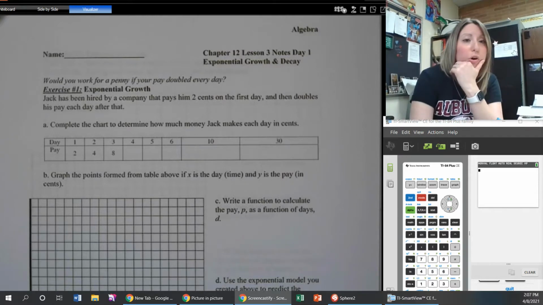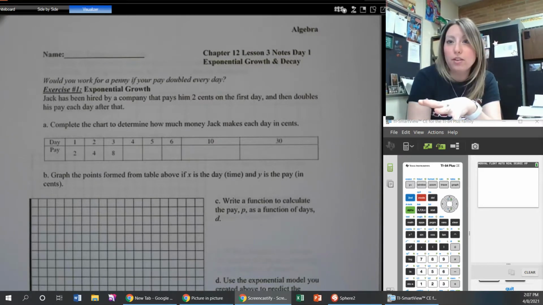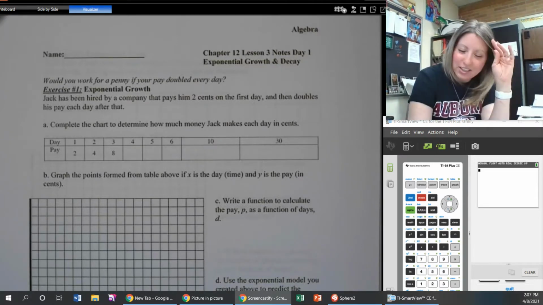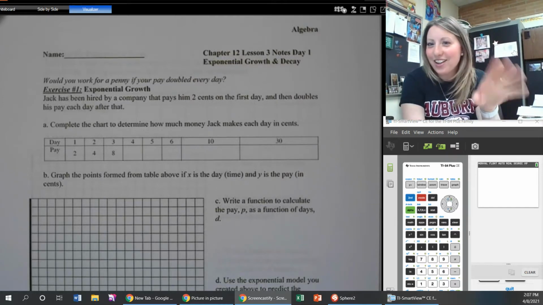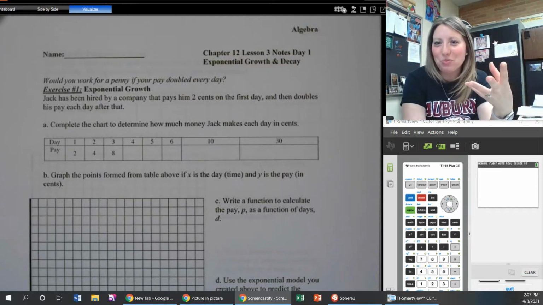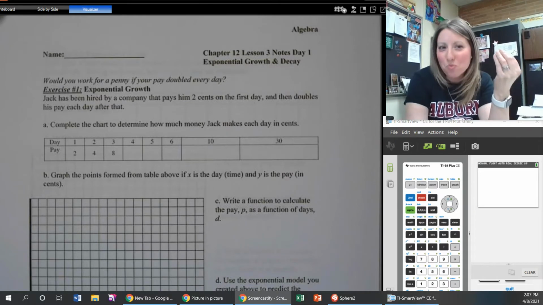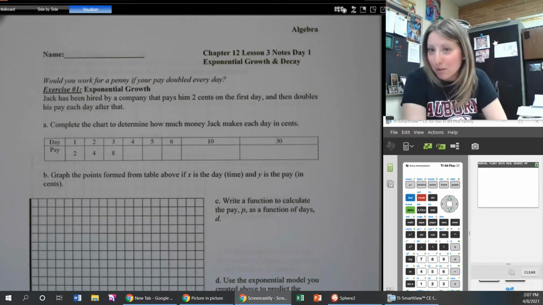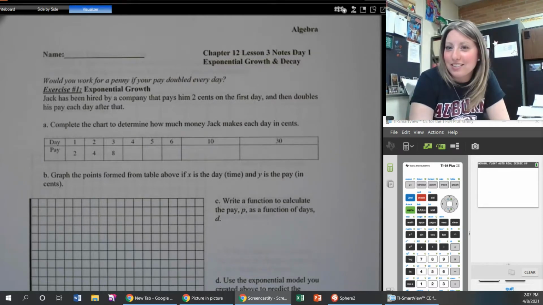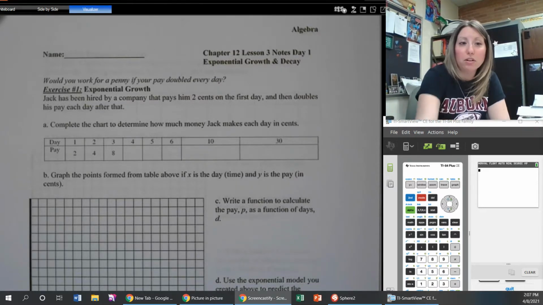Okay. So we're going to start with this question that I always ask. And it's kind of neat to then look at what this will be. Would you work for a penny if that pay got doubled every day? So would you work where day 1 is a penny and day 2 is 2 cents and day 3 is, well, this is a little backwards from what I'm saying.